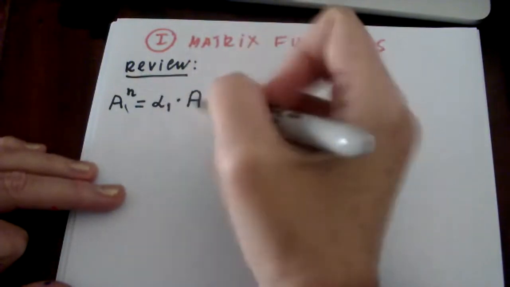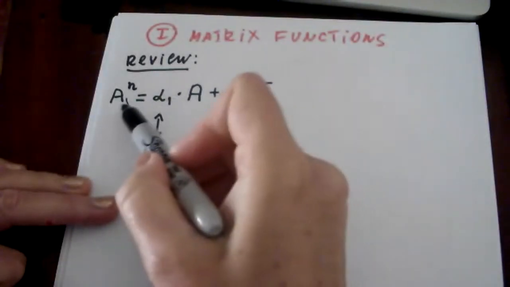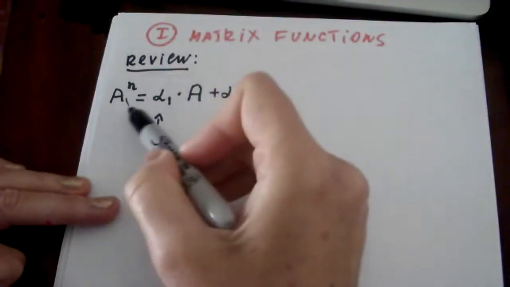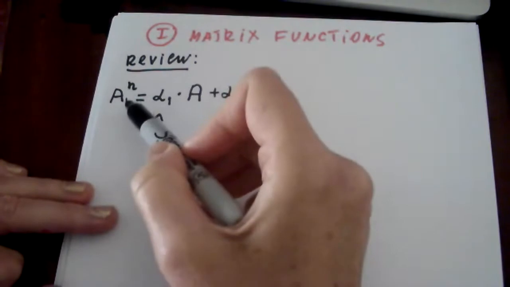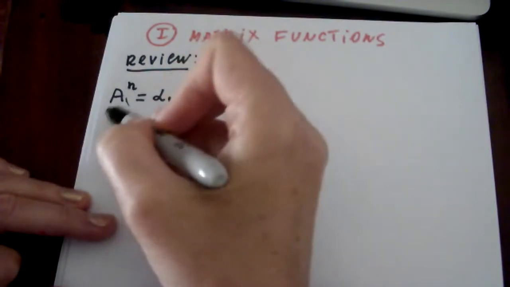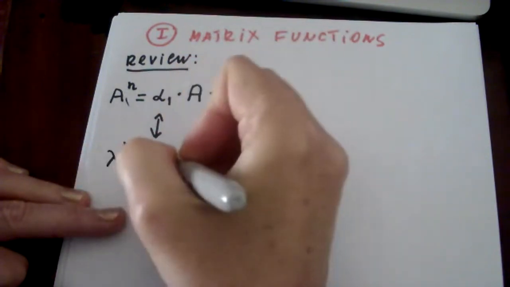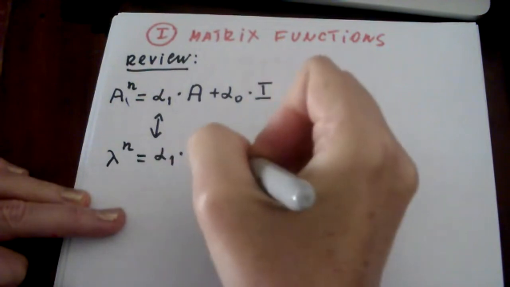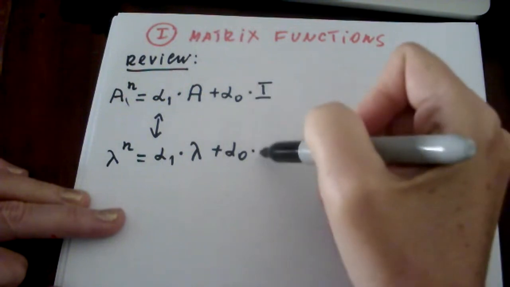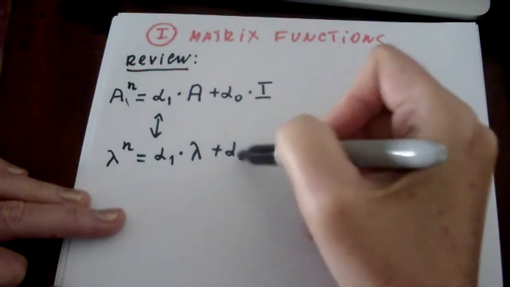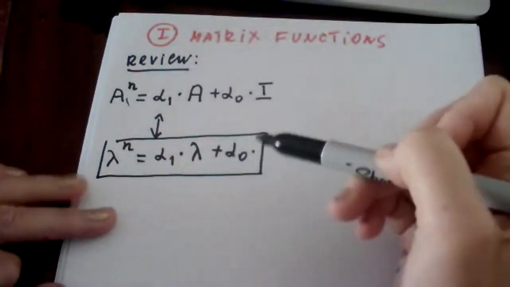And how did we calculate these coefficients? It turns out that thanks to the Cayley-Hamilton theorem, this equation will still be true even if you substitute matrix A by its eigenvalue lambda. So let's do it. Instead of A here and here, I'm going to write lambda. Lambda to the power of n is equal to alpha 1 lambda plus alpha 0. But then the identity matrix in this case should be turned into the number 1. But no one fancies writing alpha 0 times 1. I think it's better to leave it as it is. Looks more beautiful.